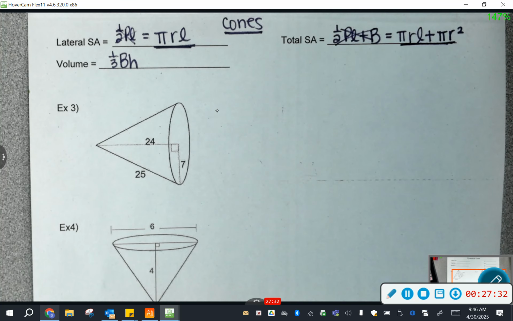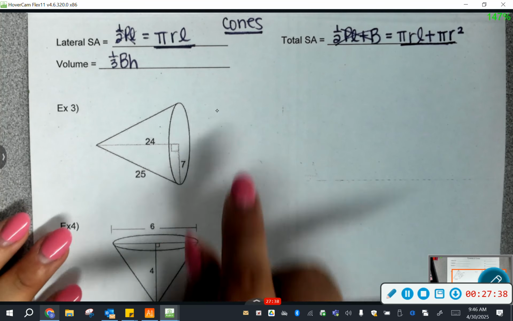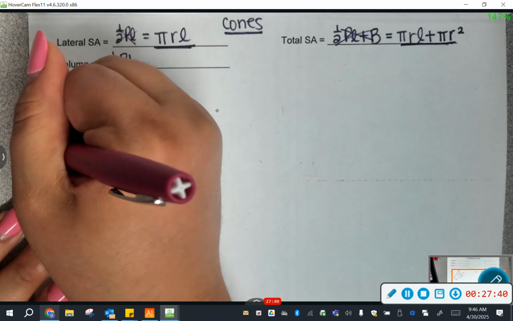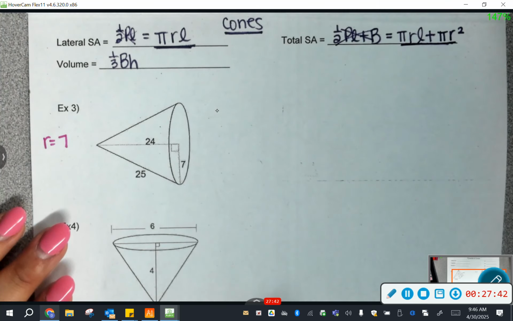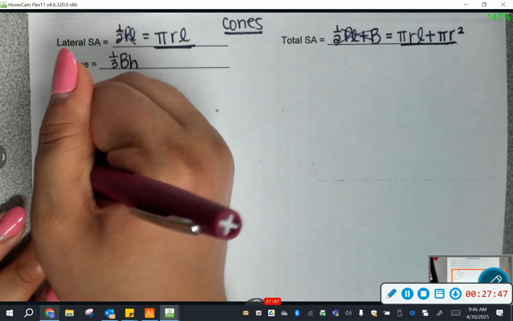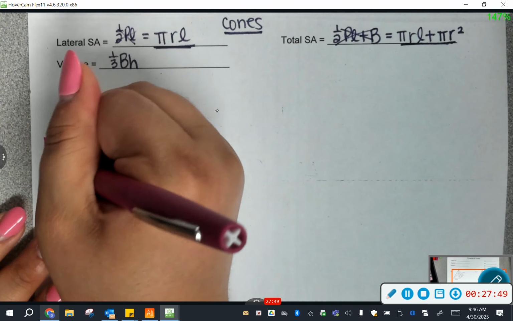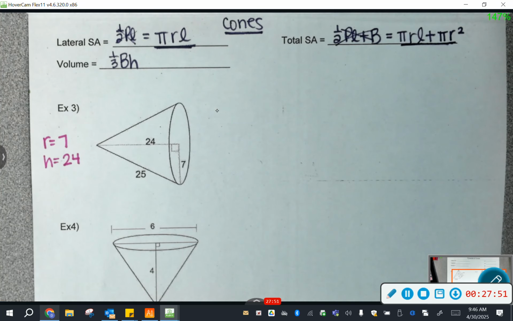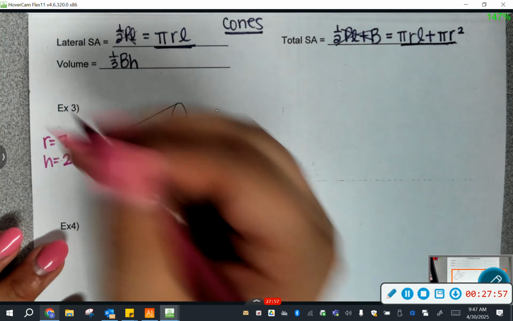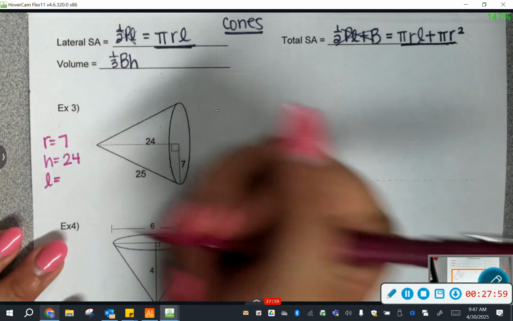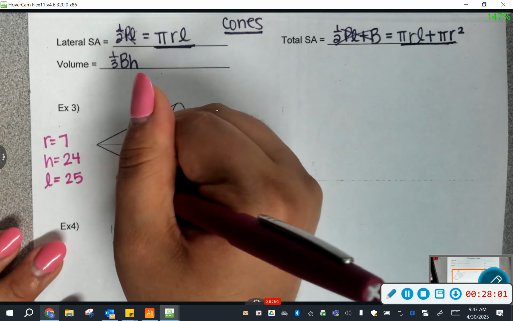All right, let's look at this first example. This cone's sideways, but that doesn't matter. What's my R? What's my height of this cone? Do y'all agree if you were to turn it over, the height, how tall it is, is 24? Right? What's my slant height? If you were to slide down the cone, 25. Does everybody agree with that?